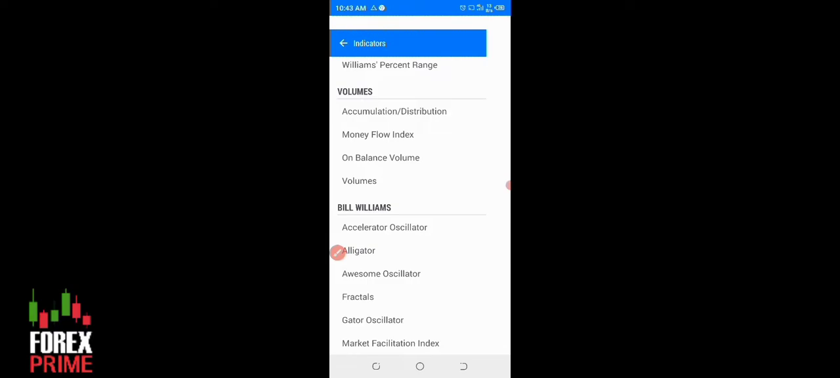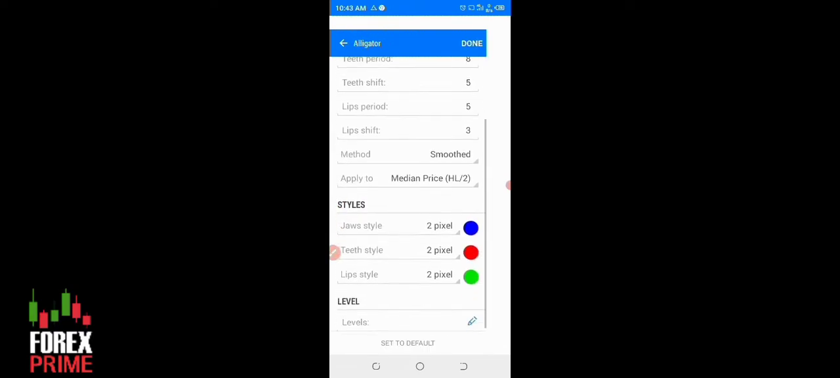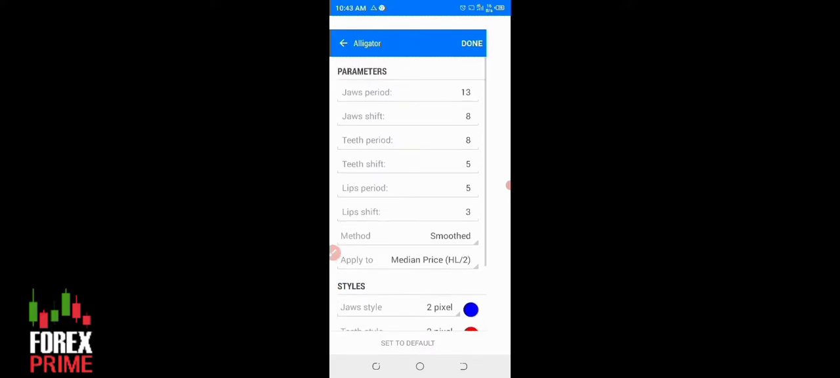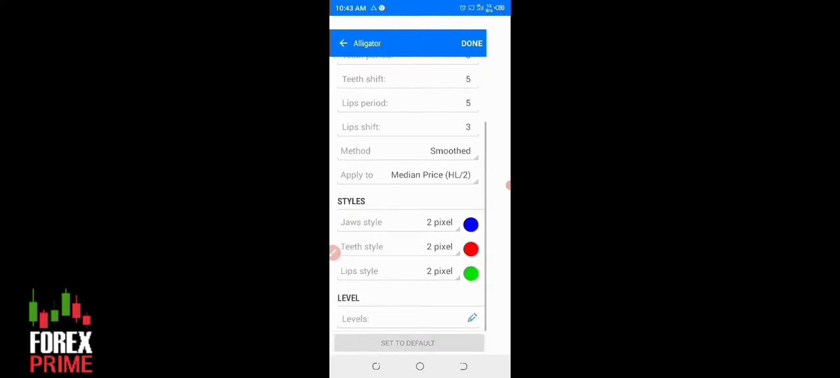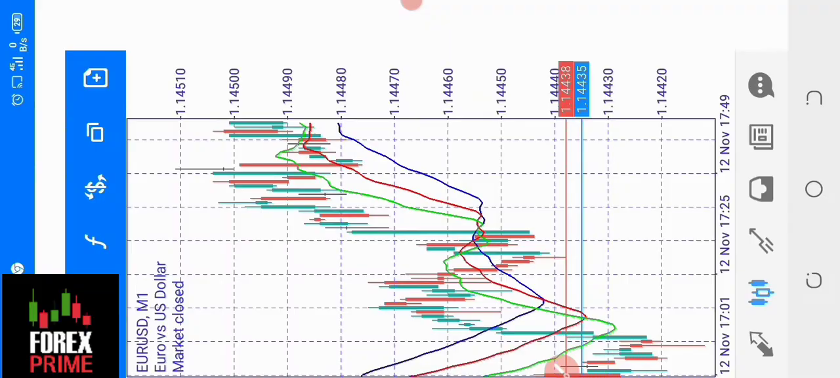So we are going to be tapping on it right away, and this is it. So it's on default. If you are not sure of the settings, just tap default and that's it. Then you tap done. Okay, now it's been added to our chart. I'm going to be slanting my screen right away.